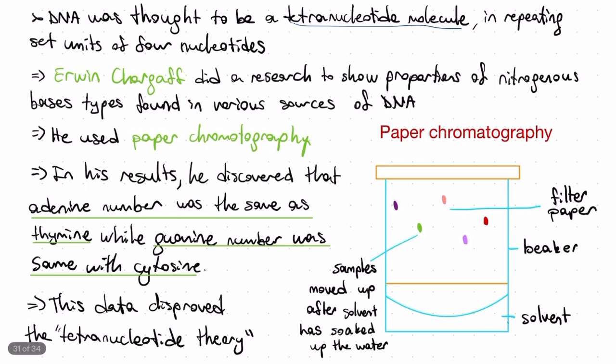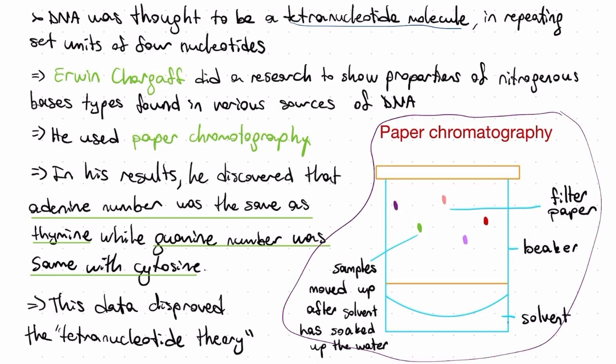Chargaff's rule. DNA was thought to be a tetranucleotide molecule in repeating units of 4 nucleotides. Erwin Chargaff did research to show proportions of nitrogenous bases found in various sources of DNA. He used paper chromatography. In his results, he discovered that the adenine number was the same as thymine, while the guanine number was the same as cytosine. This data disproved the tetranucleotide theory. And this is the setup of paper chromatography.